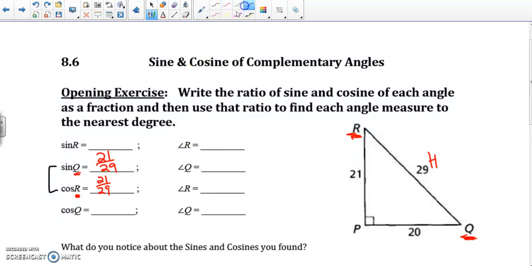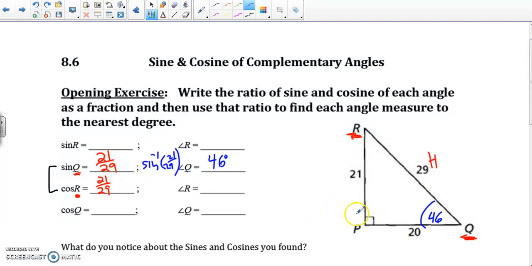So what we'll do, as we've talked about, we'll do the inverse sine. So you don't have to write this. I know there's not a lot of room, but we'll do sine inverse of 21 over 29. And after I punch that into my calculator, rounding to the nearest degree, I get 46 degrees. So angle Q here is 46.